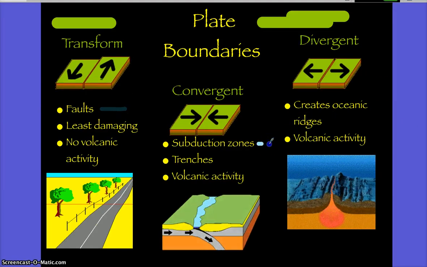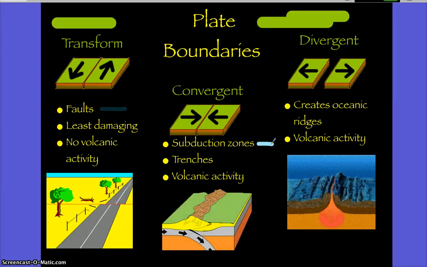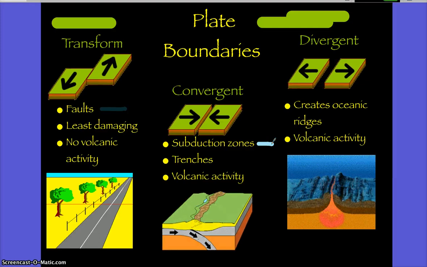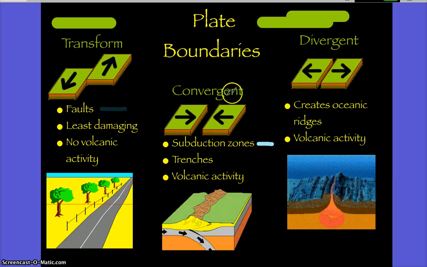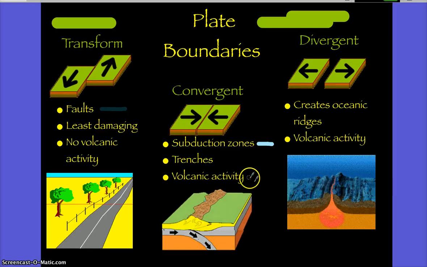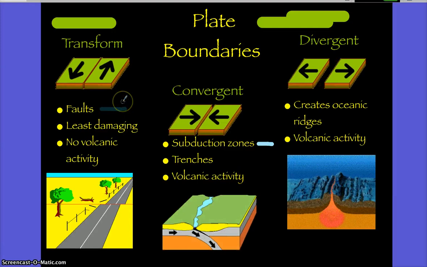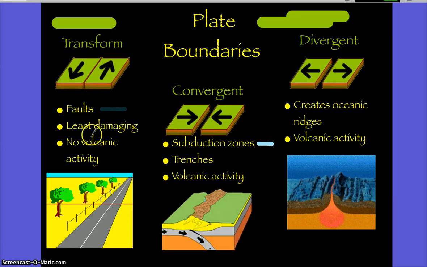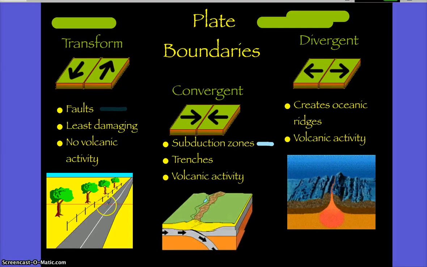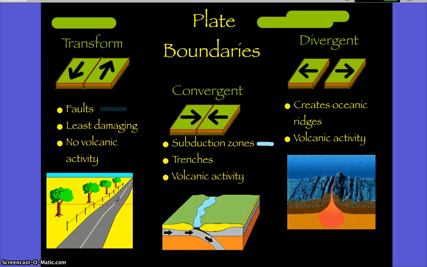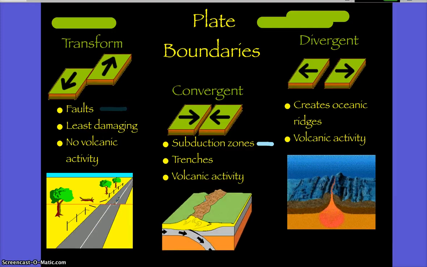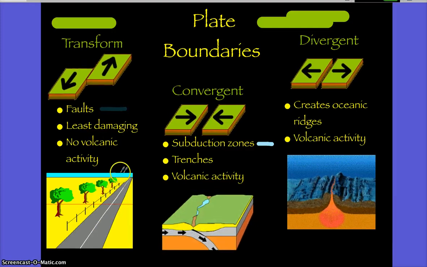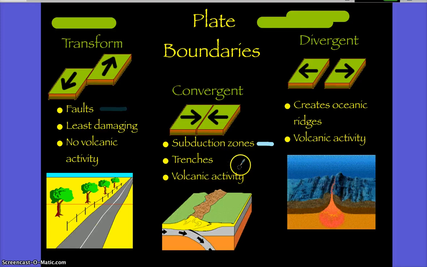Let me put something a little bit brighter so you can see what I'm pointing to. You also have to know the following. Convergent and divergent are linked to volcanic activity. Transform faults are not. Transform faults are the least damaging. This crack in the road is due to a transform fault, and it has to do with earthquake activity, but they consider it the least damaging.